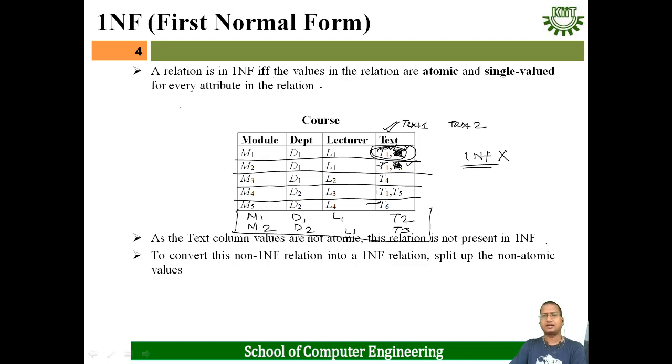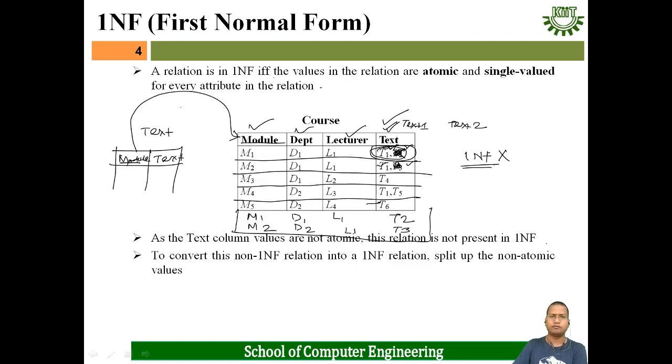And another way, which I have already told you, is how to represent a multi-valued attribute. A multi-valued attribute can be represented using another table. That means for the multi-valued attribute, I will take another table. This is your course table. In the course table, I will keep 3 attributes: module, department, and lecturer. And another table I will take for text, with 2 attributes. One is module; suppose here module is the primary key. Then I will take module here, and text here.